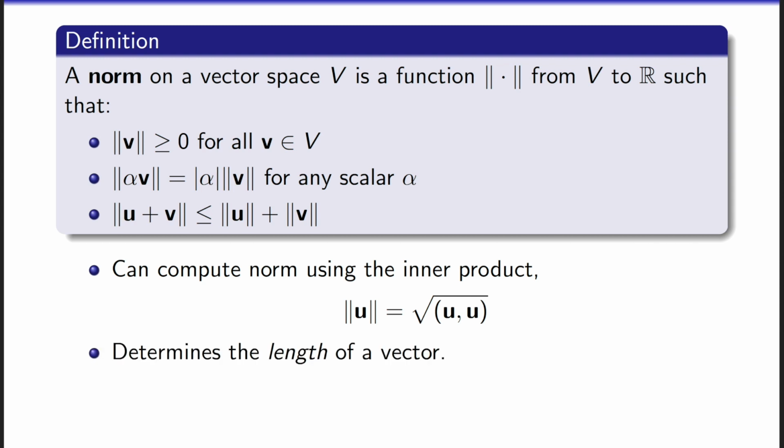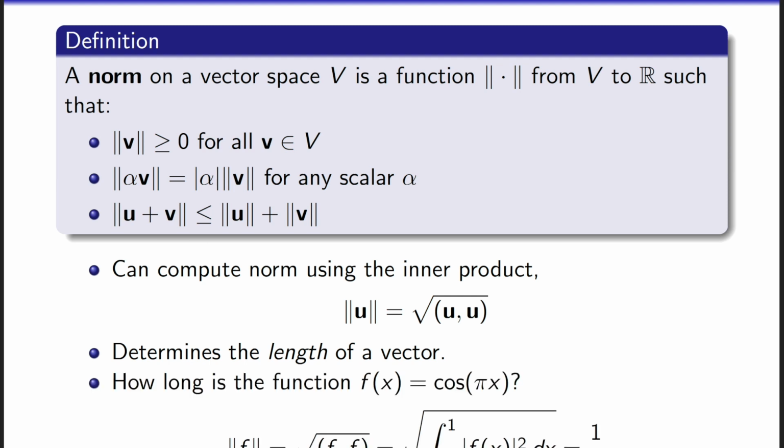The basic idea of a norm is that it defines the length of a vector. In R2 and R3, this makes a lot of intuitive sense, since we can simply measure the vector with a ruler. However, this can be extended to consider the length of other vectors, such as functions. For instance, we can determine how long the function cosine of pi x is in the space C[0,1]. Using the inner product, we take the square root of the integral of f squared, and we see that the function has length 1/2. All right, so we can define some sort of concept of length for functions.